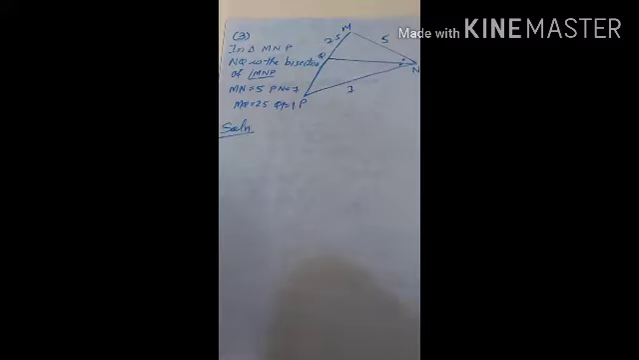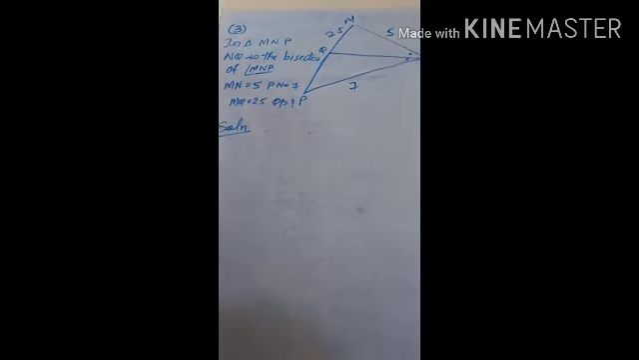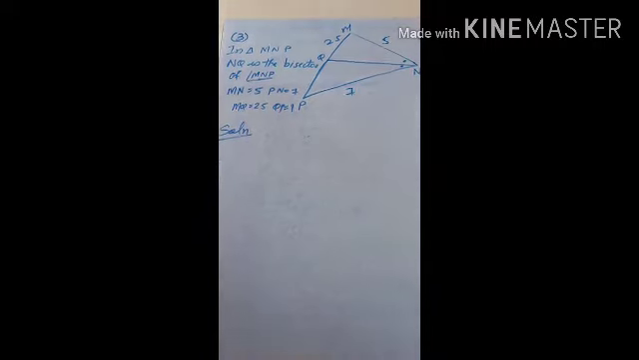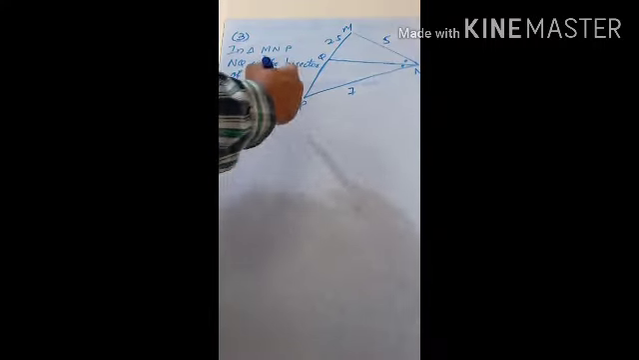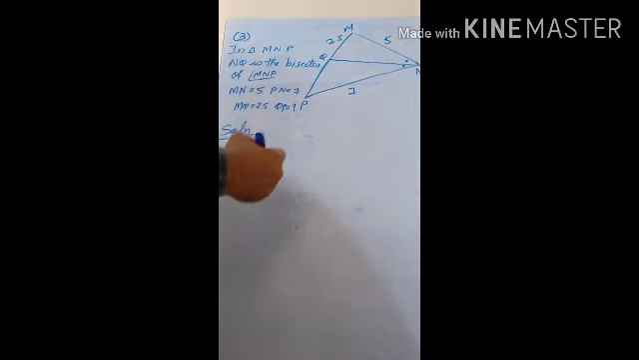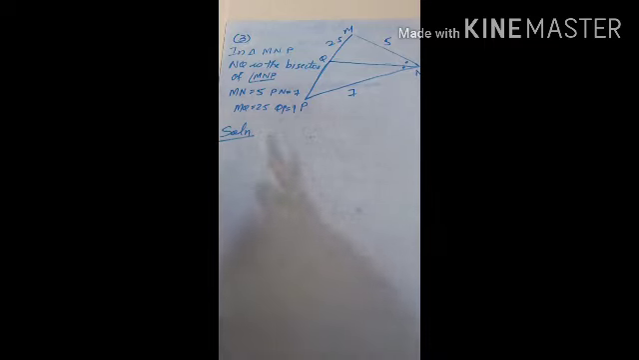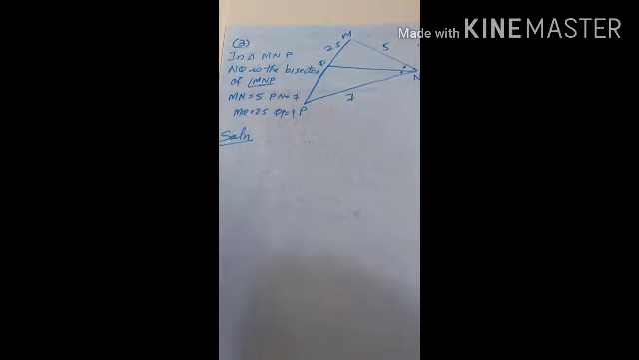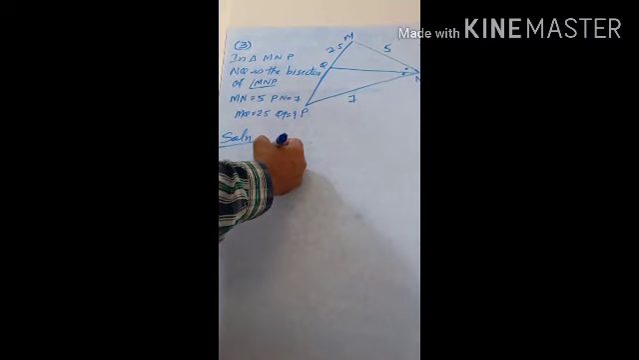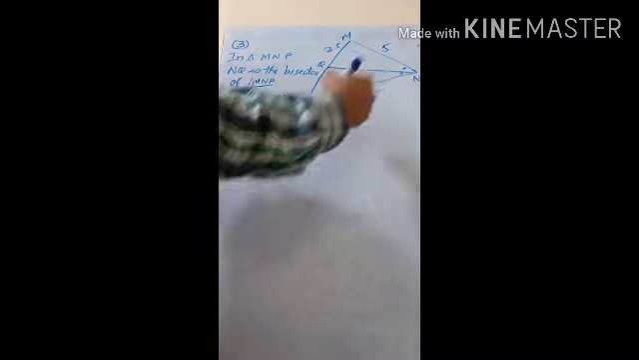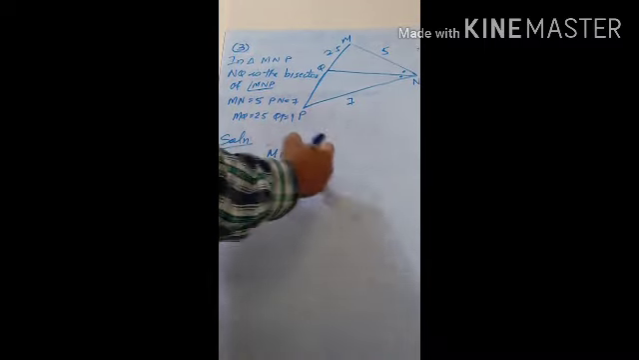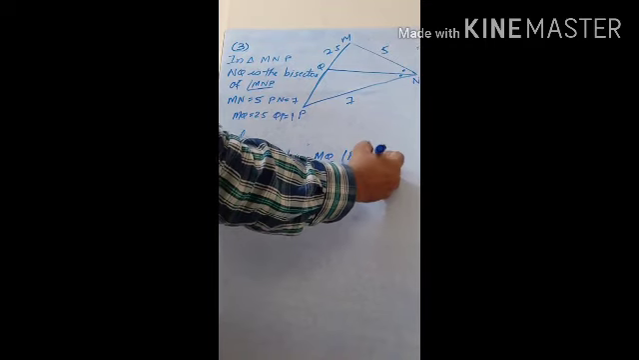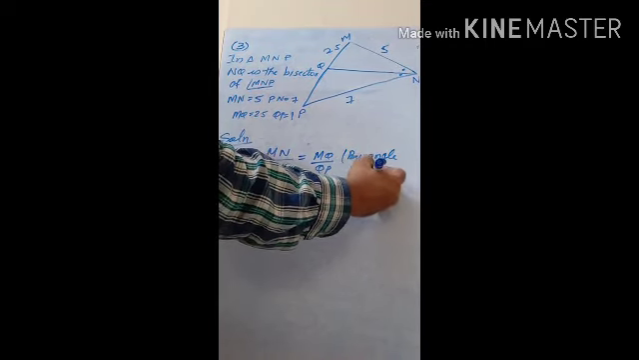So our question number 3 is what? In triangle MNP, NQ is the bisector of angle MNP. If MN is equal to 5, PN is equal to 7, and MQ is equal to 2.5, then find QP. Here, students, NQ is the bisector. So we solve this by angle bisector property. What is angle bisector property? MN upon PN is equal to MQ upon QP, by angle bisector property.